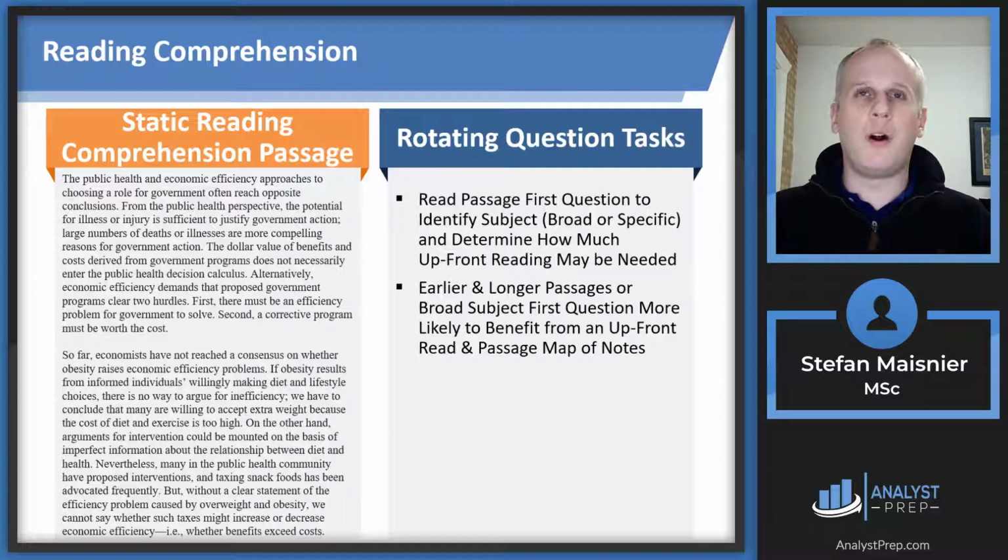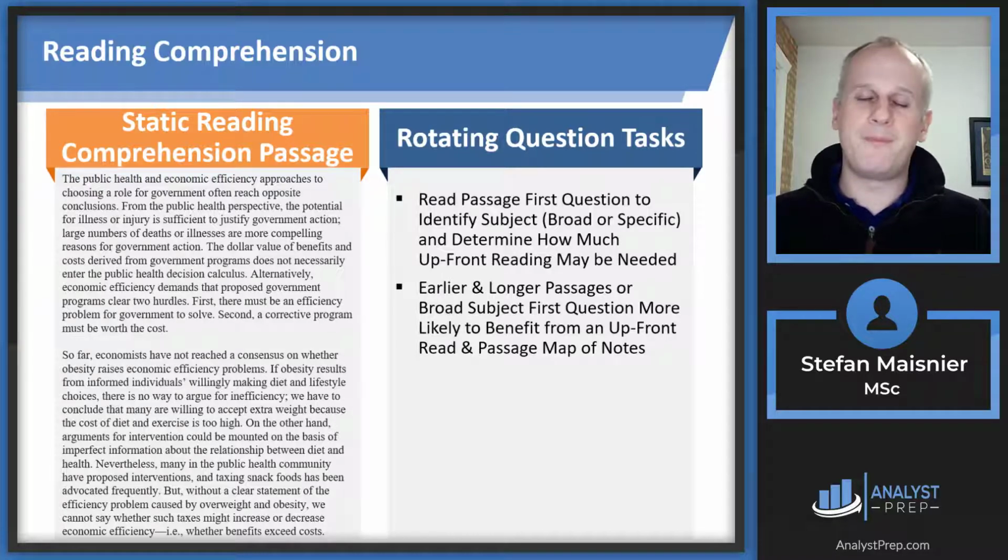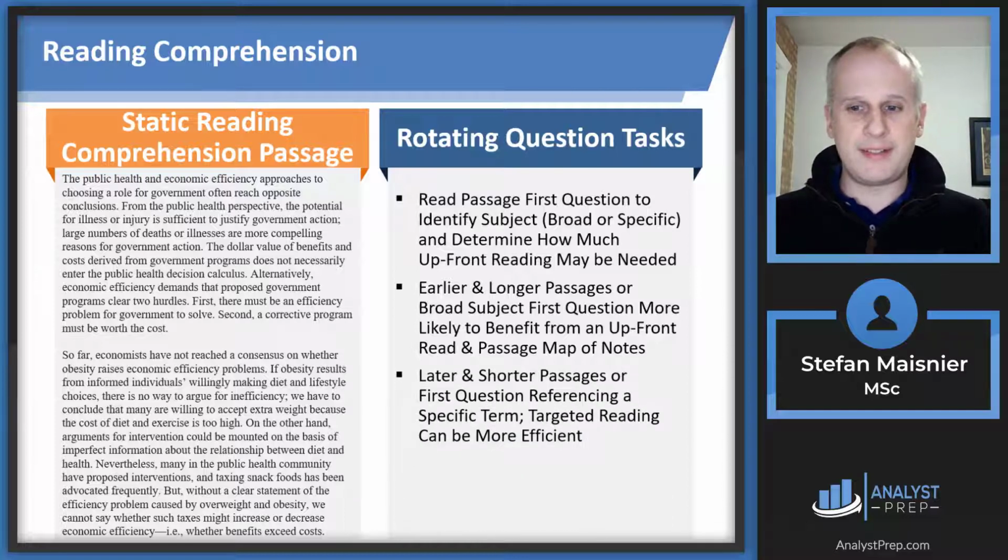But you want to recognize that, again, earlier questions matter more, whether it's on the quantitative section or the verbal section, just because of the adaptivity function of the exam. So it's incumbent upon you to potentially allocate more time earlier. And of course, if you've got a broad subject first question, you also have to keep that in mind as you allocate your time. Now, later and shorter passages, or where you have a first question referencing a specific term or location, targeted reading can be more effective and efficient here.